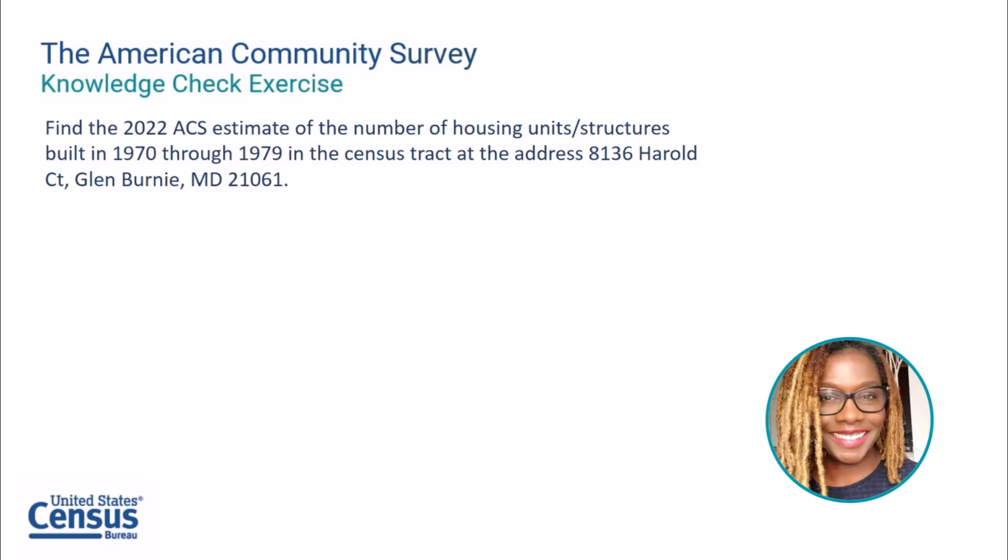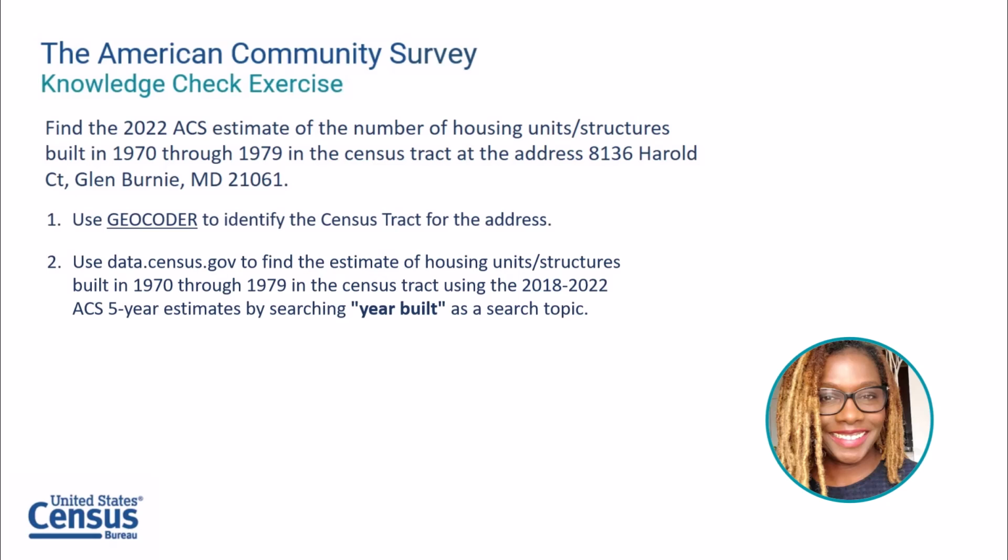To do that, you must first use Geocoder to identify the census tract for the address. Next, you will use Data.census.gov to find the estimate of housing units or structures built in 1970 through 1979. You'll be looking for the 2018 to 2022 ACS 5-year estimates by searching year built as the topic. Finally, you'll use the margin of error to determine the confidence interval of the estimate.